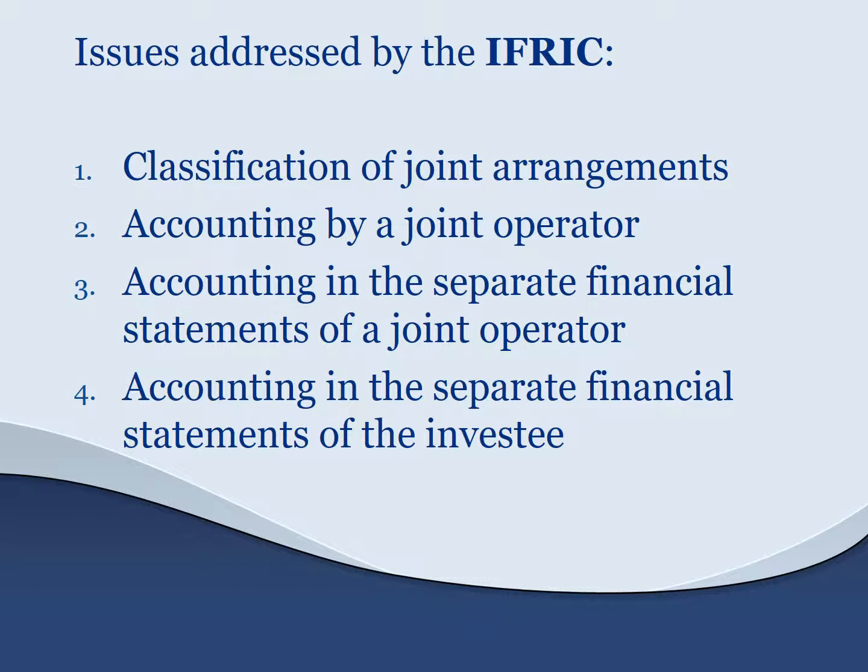So which items specifically was the IFRIC required to address? The first one was the classification of joint arrangements and certain issues that should either be considered or not considered in determining the appropriate classification. The second was the accounting to be applied by a joint operator. The third was the accounting in the separate financial statements of a joint operator of its interests in a joint operation. And then finally, the accounting in the separate financial statements of the joint operation itself. Those were the four main areas where issues were addressed to the IFRIC for their decisions.